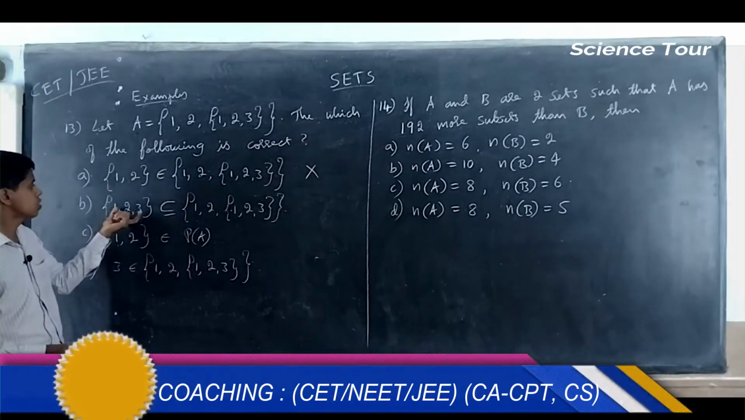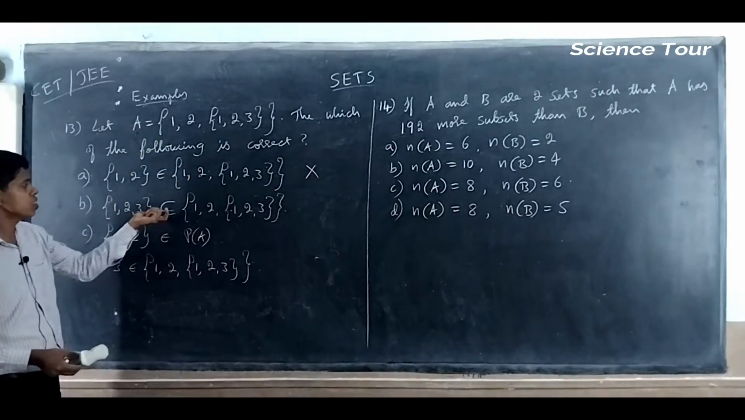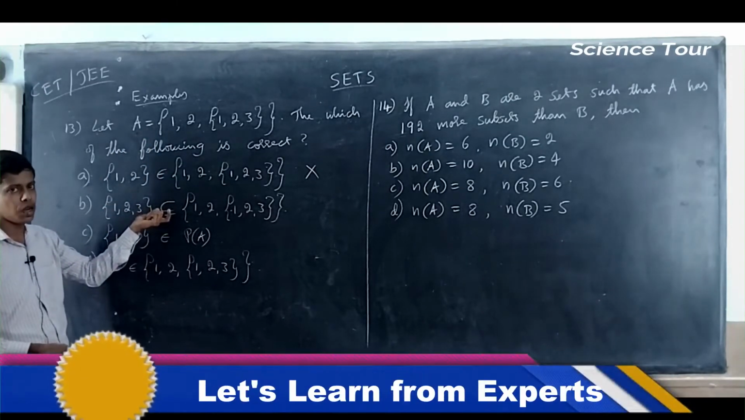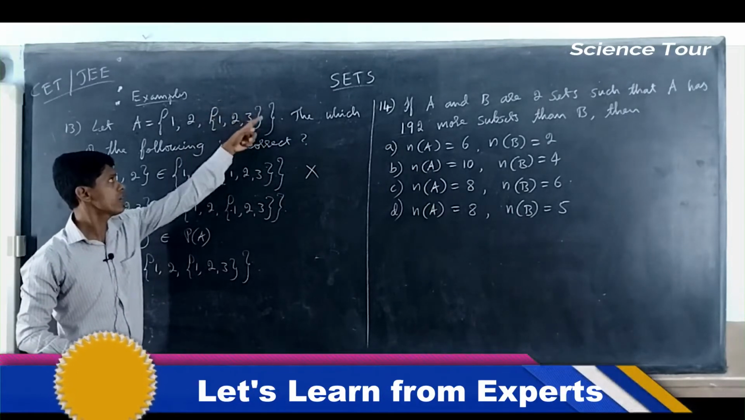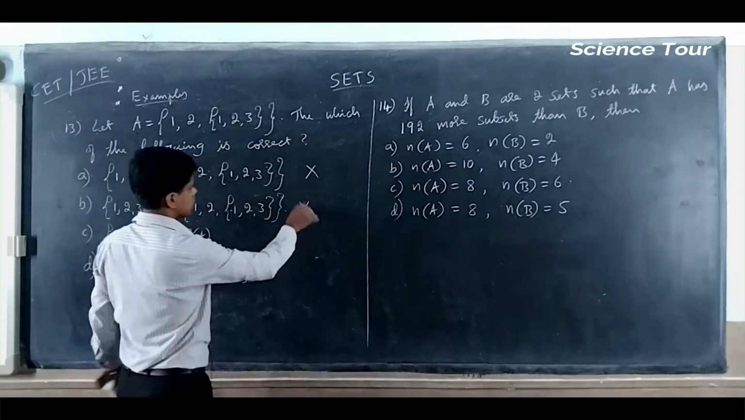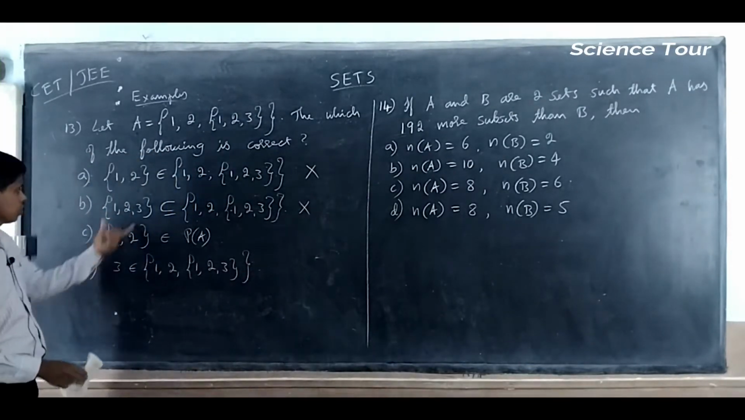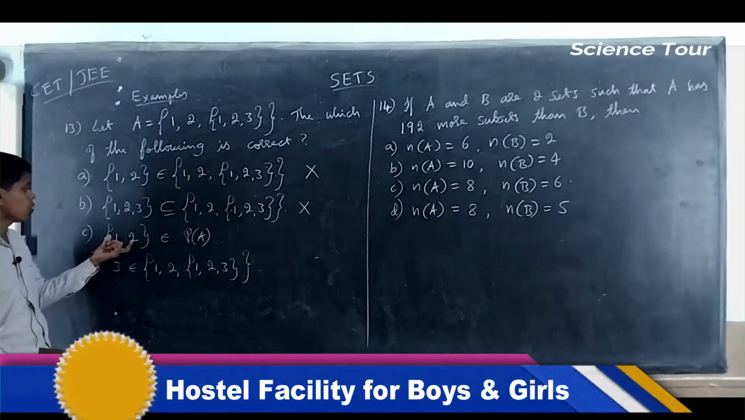Now what about 1, 2, 3? This is an element of the set A. This is an element. So you must use belongs symbol, because this is an element. This is just one element, whole thing. So this is also not correct. That is not a subset. Even though this is a set, that is just an element of the set A. Now what about 1 comma 2?